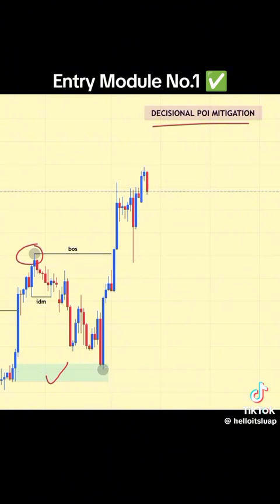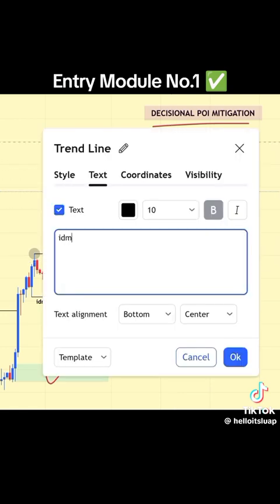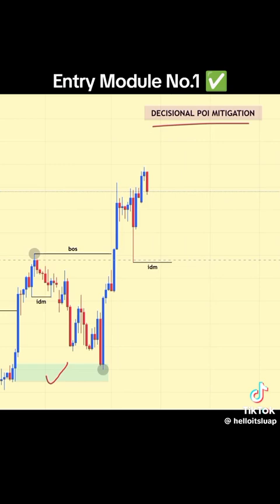So with that, what should we do? Marking, of course, the inducement. Currently we said that the inducement is the liquidity resting below the currently formed valid pullback, and we can clearly see that the currently formed valid pullback is this one here. So that's the IDM, or the inducement.